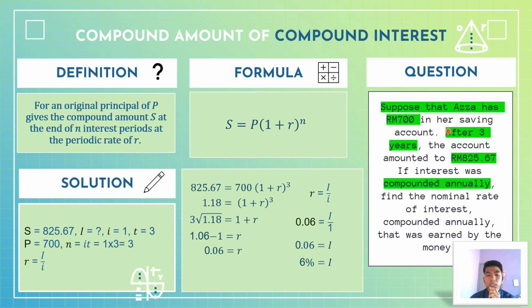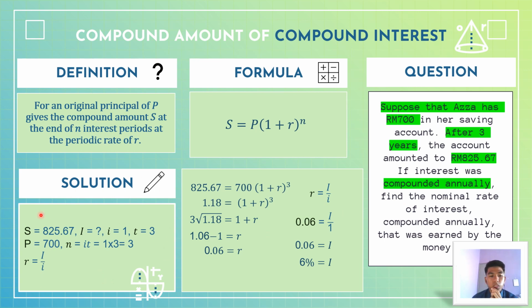Suppose that Azhar has 700 ringgit in her savings account. This should be the principal value, P. After 3 years, the account amounted to 825 ringgit and 67 cents. This should be the S value, the future value. If the interest was compounded annually, find the nominal rate of interest compounded annually that was earned by the money. So we have to find the nominal rate of interest.